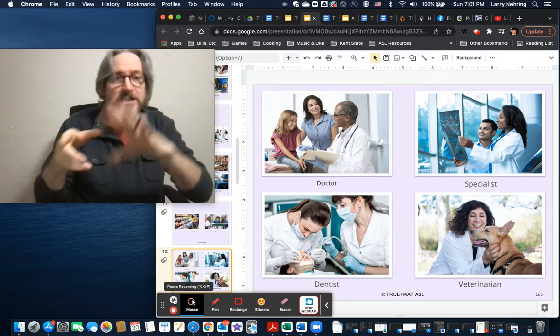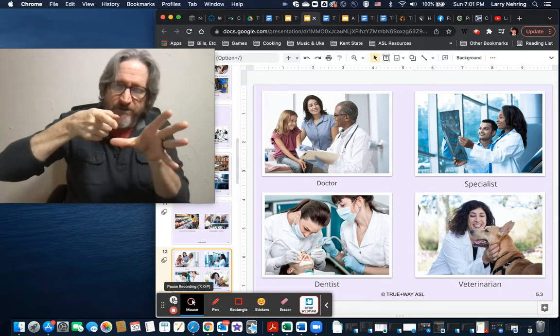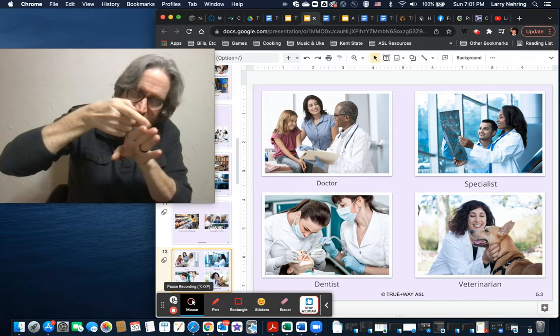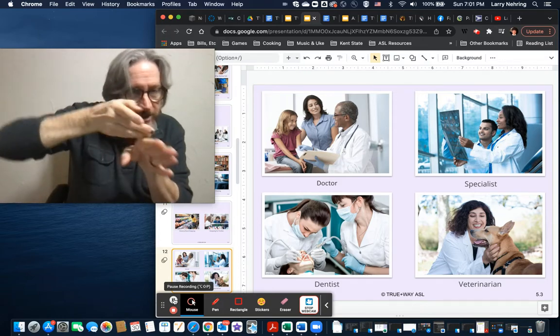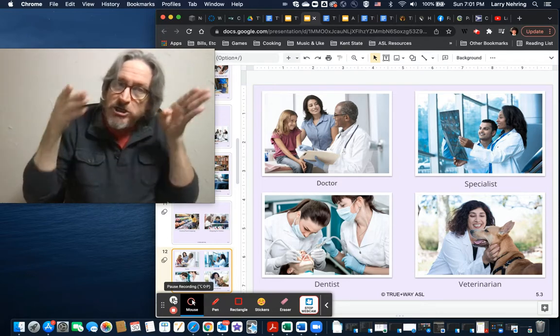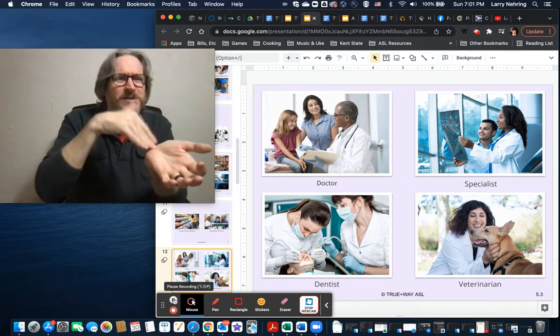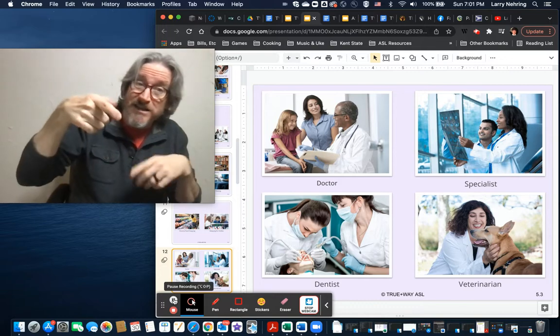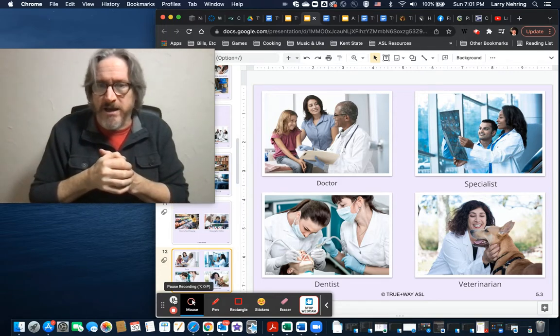Specialist, take a look at the sign for some variations. But specialist, usually it's like this, they focus on one little thing. You know, your major is this. They are focused on that. Specialist. And sometimes people say doctor, specialist in whatever the topic or area is.